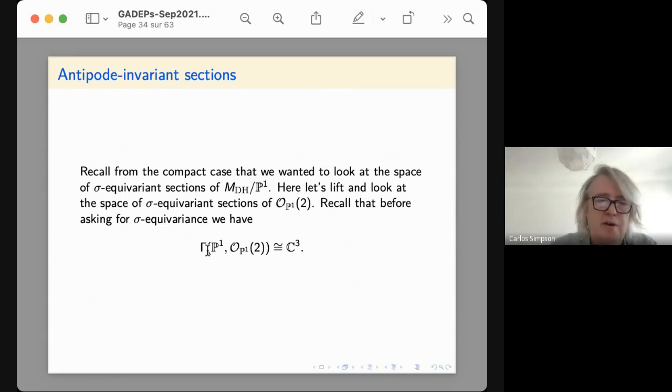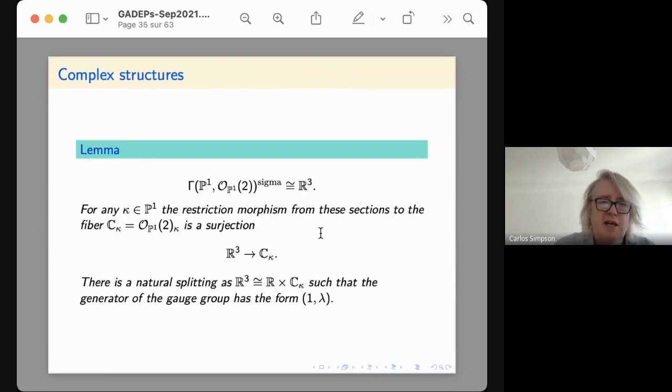Now, if you'll recall, the space of sections of O of 2 is just polynomials of degree 2 on P1. That's a 3-dimensional vector space. That's C3. So if you take the invariant sections of the real structure, sigma, that's going to be an R3, okay?